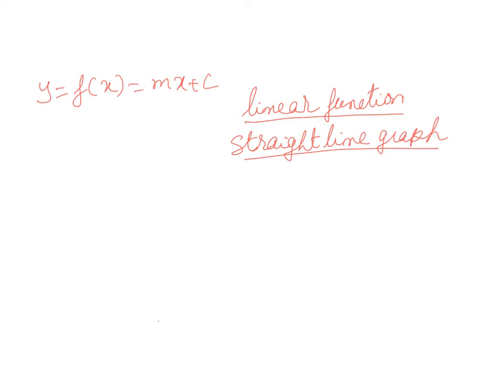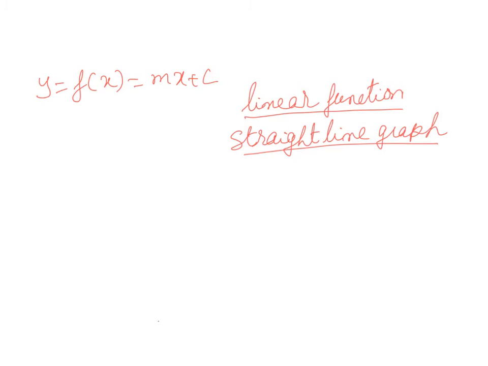Let us now see the shape of the graph of a linear function, that is a straight line function of the form y is equal to mx plus c, y is equal to f of x. Let's understand the shapes of the graphs of a straight line. Here you can see this blue line, y is equal to 2x plus c. This is my positive gradient. My coefficient of x is positive 2.